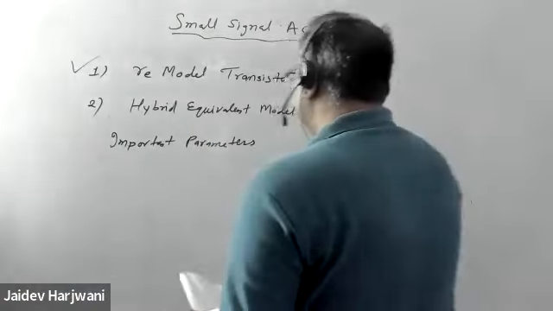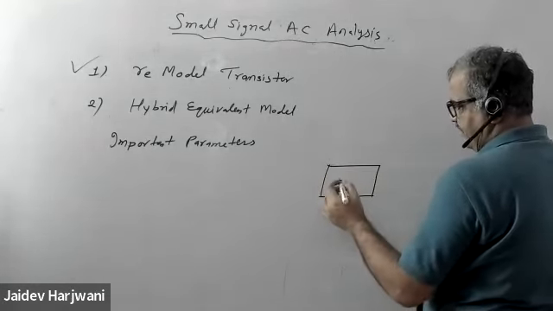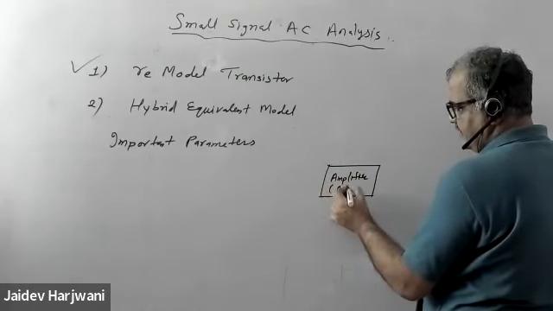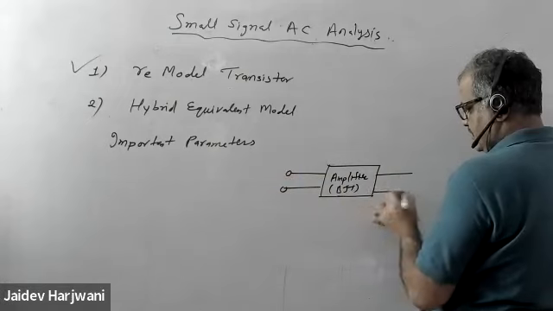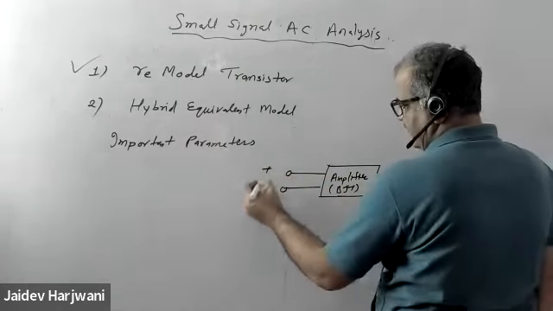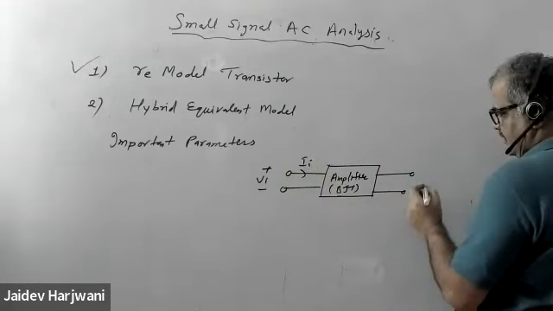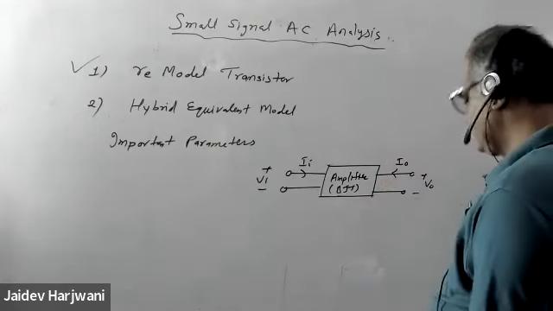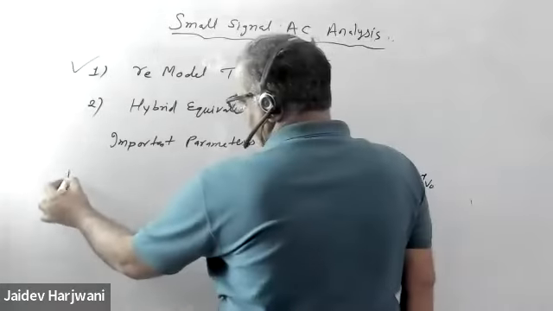For example, I have a two-port system, or say an amplifier. This is my amplifier. It may be BJT, FET, or anything else. It has two inputs and two outputs. Here I will apply the input voltage, and the input current will flow, I_i. And here I will measure V output and mention my output current I naught. So there are four parameters I need to measure.